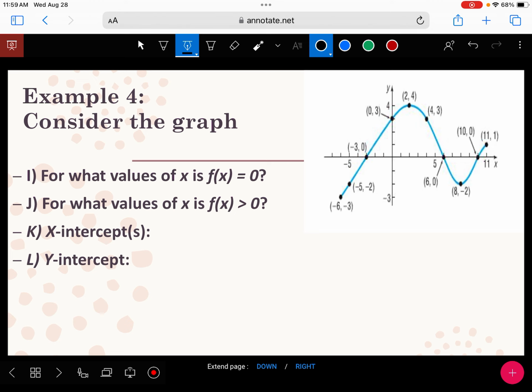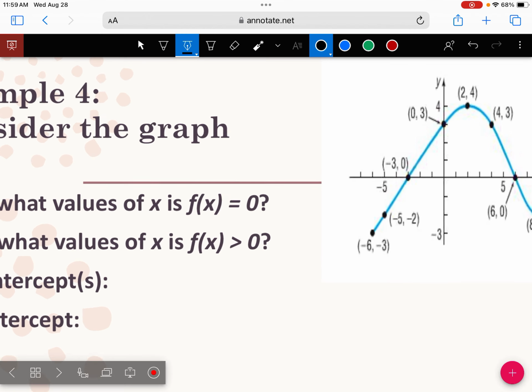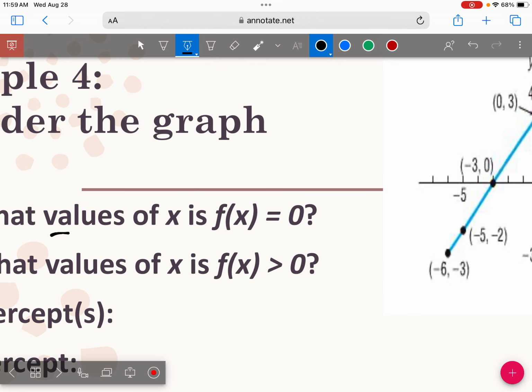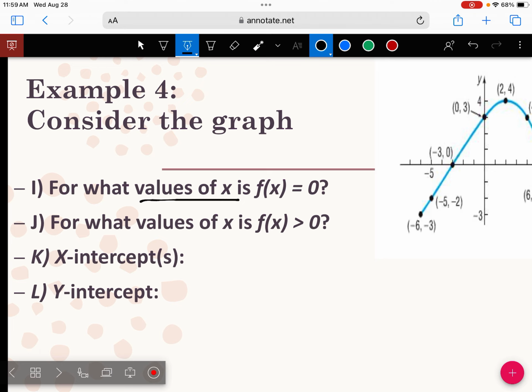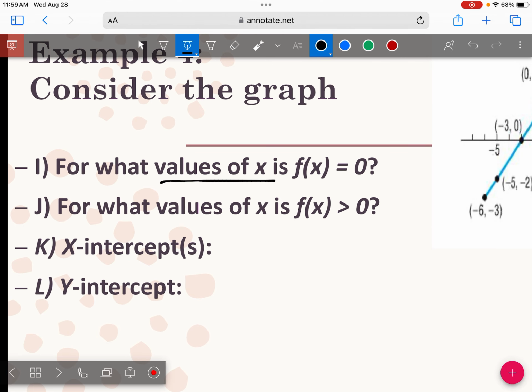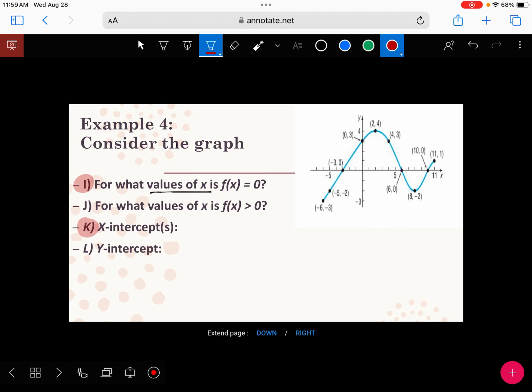Okay. So this question is asking you, for what values does y equal 0? So for what values of x does y equal 0? That's the same thing. These two questions right here are asking you the exact same questions. I and K are the same. Because whenever y is equal to 0, that's an x-intercept. So my answer for part I is going to be the same for my answer for part K.